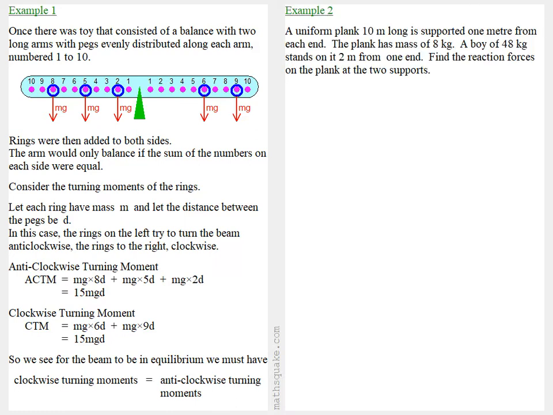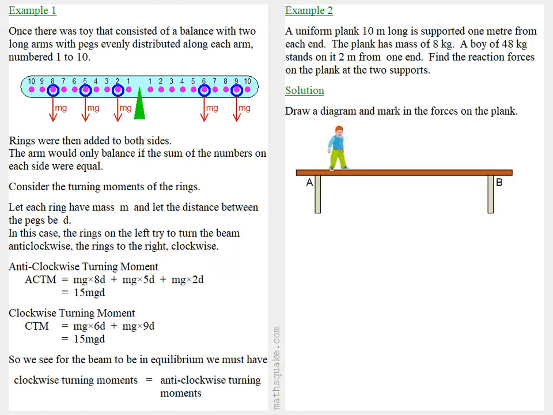Let's look at another example, example 2. A uniform plank 10 meters long is supported 1 meter from each end. The plank has mass 8 kilograms and a boy of 48 kilograms stands on it 2 meters from one end. Find the reaction forces on the plank at the two supports. Well, to solve this, we need to draw a diagram and mark in the forces on the plank.